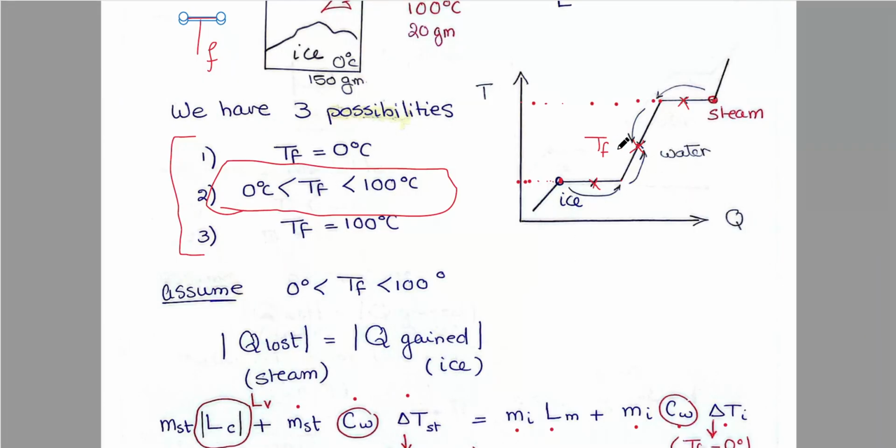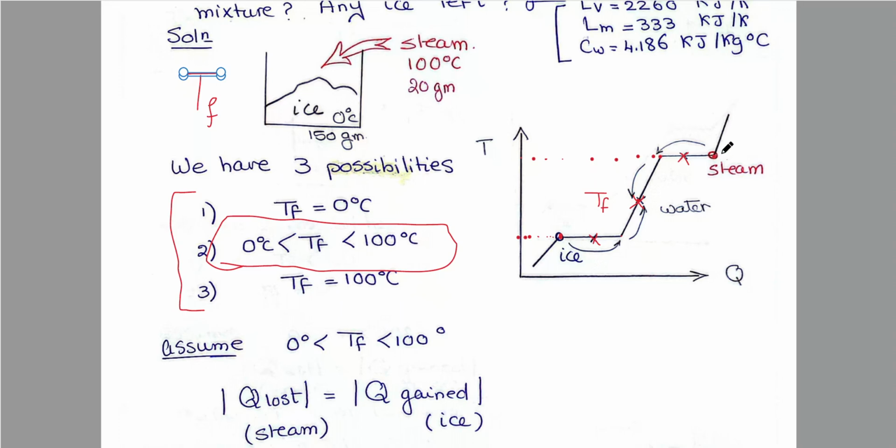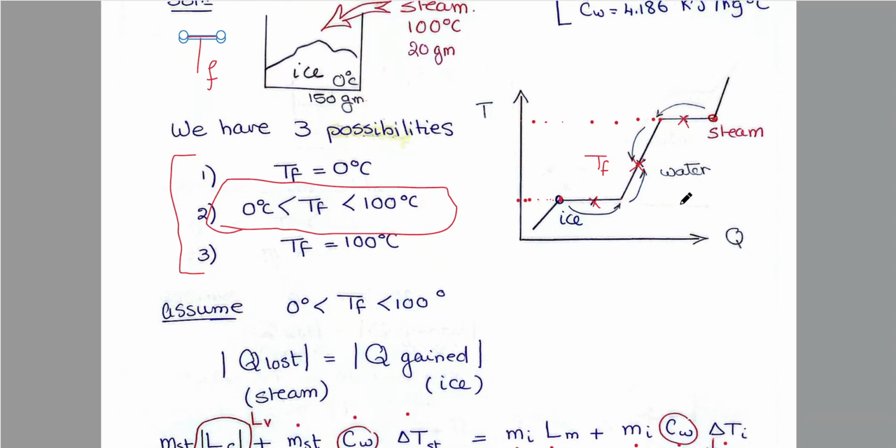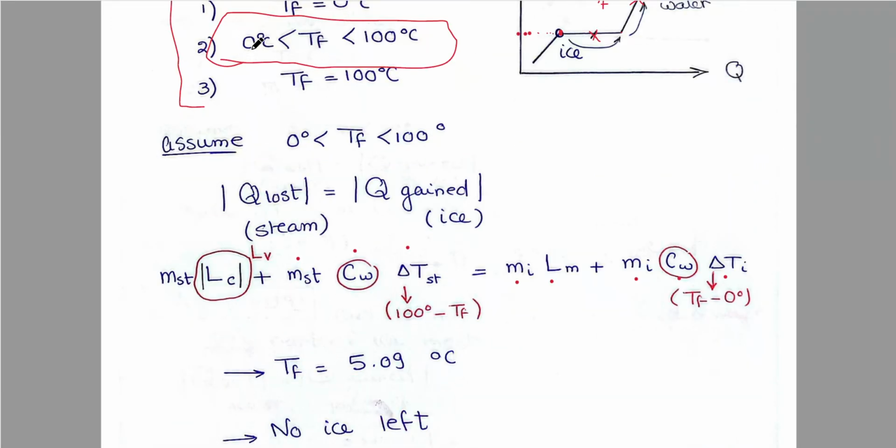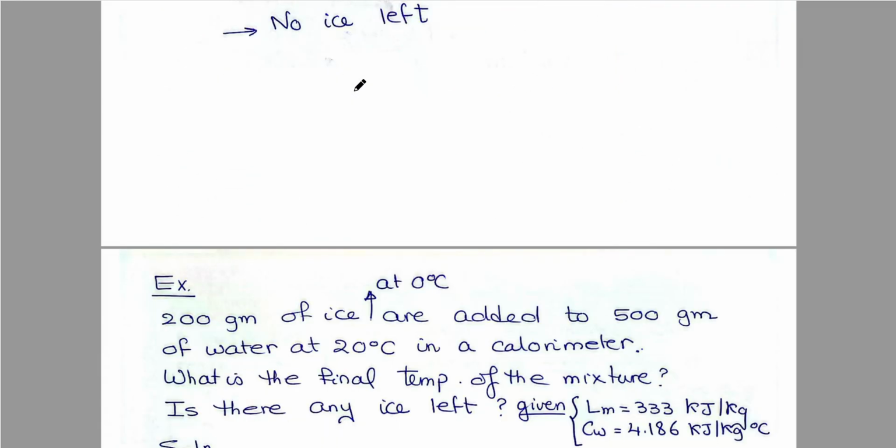If T final equals 5 degrees, this means that steam is water and ice is water, and all we have is water. So no ice left in the container. This possibility was correct because the final answer is 5. It's between 0 and 100. Let's take another example in which we will not have a correct answer.